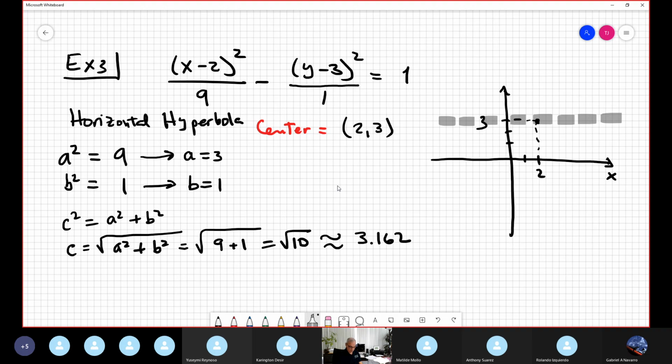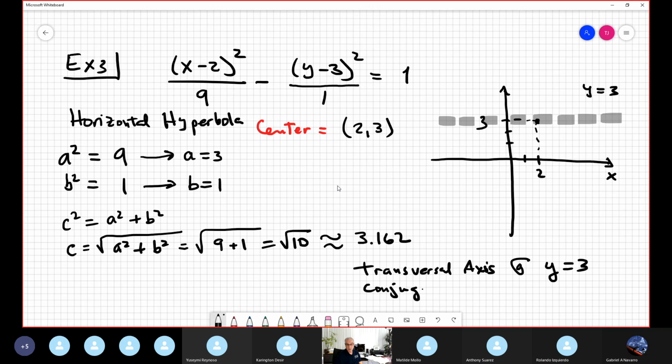Yes or no? So the transversal axis equation is the horizontal line y equals 3. Make sense? So if somebody asks you, what is the transversal axis? Bueno, es the horizontal line at y equals 3. What is the conjugate axis? Bueno, es perpendicular. It's at x equals 2, que es this guy.